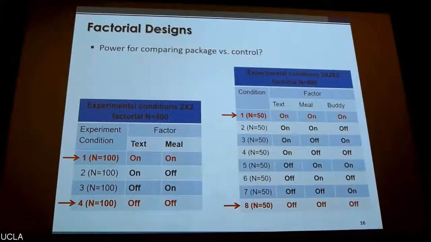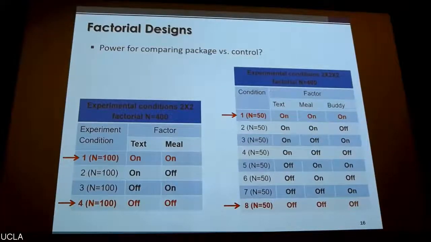This is why I said always start with the scientific questions. What were the scientific questions? The scientific questions were, should I include text messages? Should I include meal replacement or not? Should I include body training or not? None of my scientific questions concerned the comparison of individual cells. None of the questions were about the comparison between the entire package versus control.